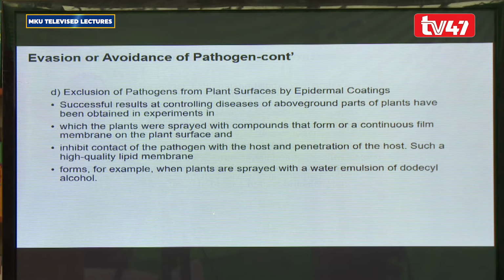Another method of disease management is exclusion of pathogens from plant surfaces by epidermal coatings. One of the ways is that seed is treated, coated with a fungicide. This provides initial protection against soil pathogens and even insect pests immediately after emergence. Therefore, it is very important to use certified seed. Farmers have got the habit of using farmer-saved seed. There is nothing wrong with that. However, the quality and the health of the plants is not guaranteed.